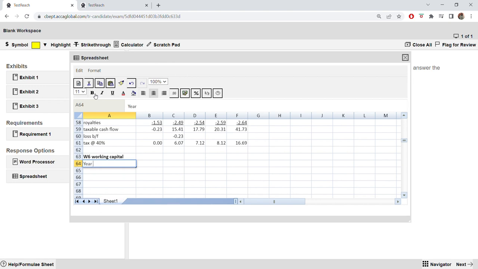So year zero, because remember at the end, working capital are always recovered, whatever you have incurred. So it will be incurred from year zero.